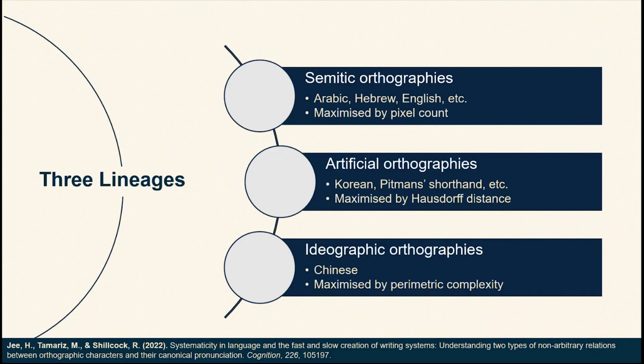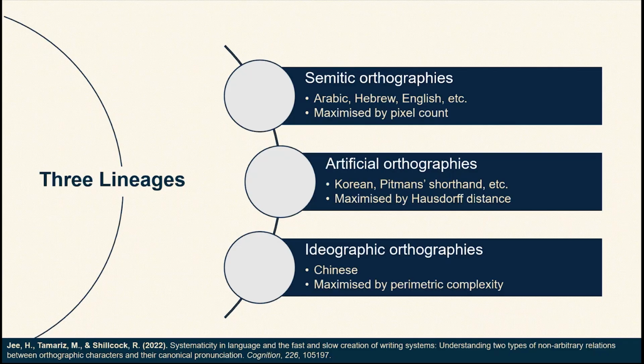In artificial orthographies, including Korean and some other fictitious orthographies like Klingon, these artificial ones returned the strongest systematicity when we used Hausdorff distance. So basically, it measures the similarity between two images most finely. So it detects the topographic systematicity, I would say.